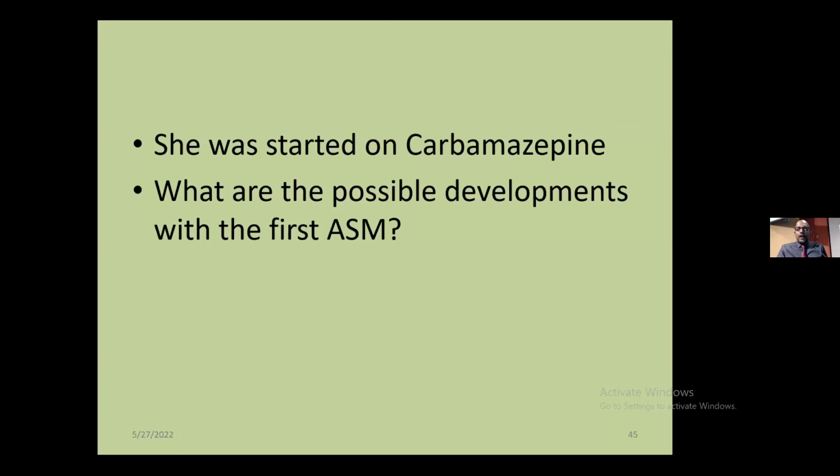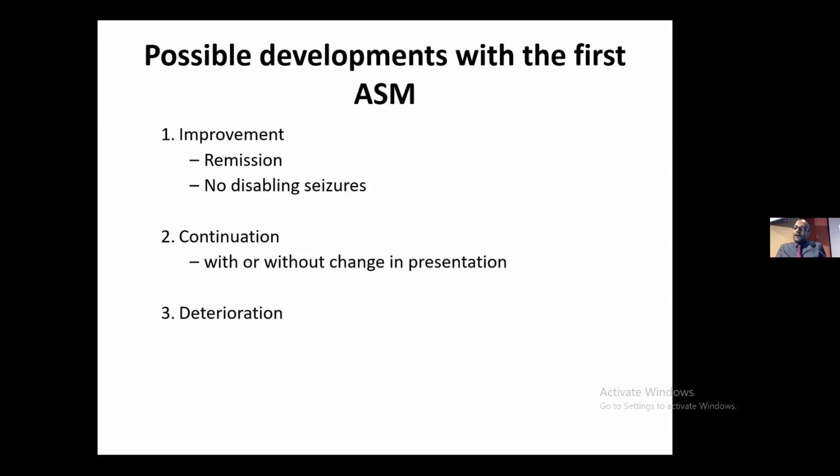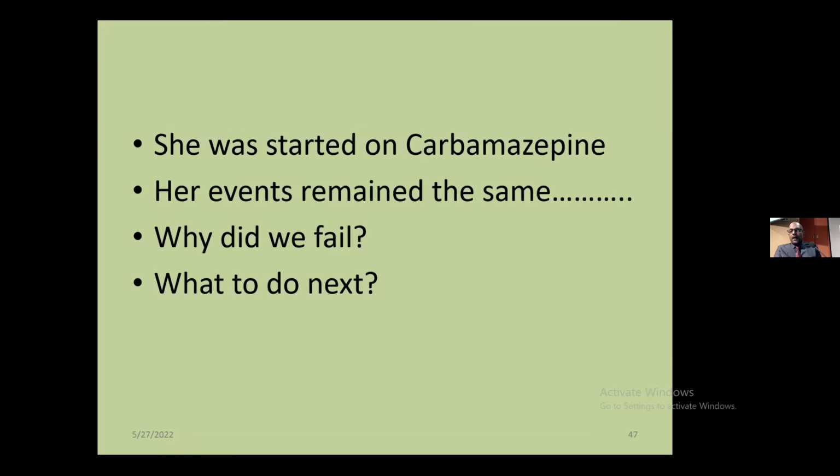She was started on carbamazepine, and what are the possible developments with the first anti-seizure medication? So what we wanted would be an improvement, which could be an absolute remission or a resolution of disabling seizures, or continuation without changes in the presentation, or a seizure aggravation, in the severity and the frequency. And she was started on carbamazepine, and her events remained the same.